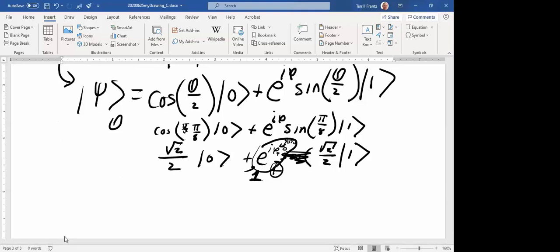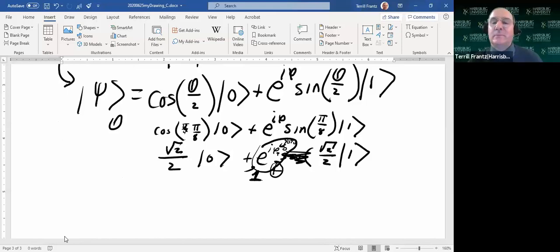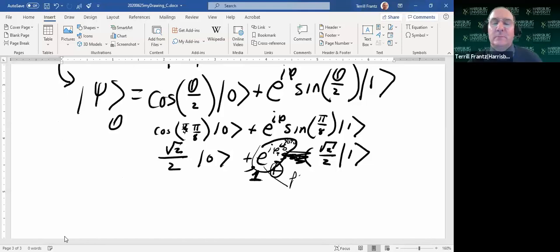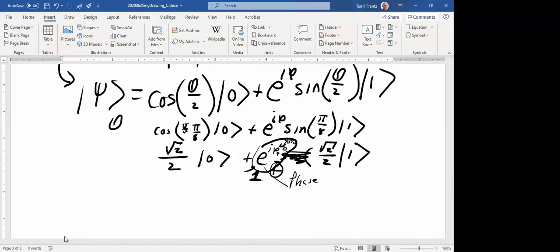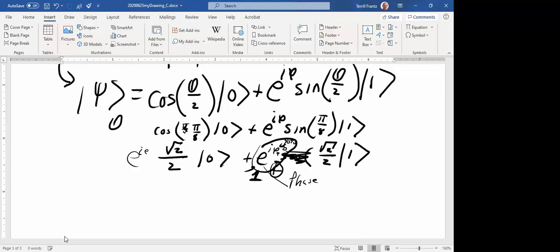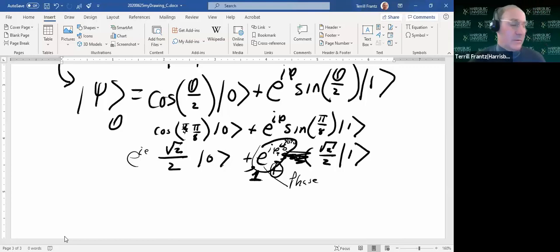Terrill, one thing on that. Please. This is Jamie. Hey, Jamie. E to the i psi, so that's the phase factor. And I believe that's actually multiplied on both sides, so it'd be times the sine and the cosine, both of them. You could just factor it out of the whole equation and multiply it times both terms. Oh, okay, thanks. Thank you very much.